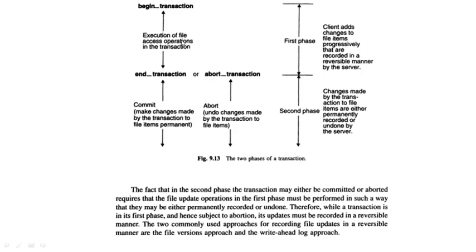So execution of file operations will be performed. After this, it may go to end transaction, in which there will be a commit state. Otherwise, there will be an abort state. So the first phase and second phase mean all the client changes will be made to the file permanently. That is the second phase. So these are the two phases of a transaction.